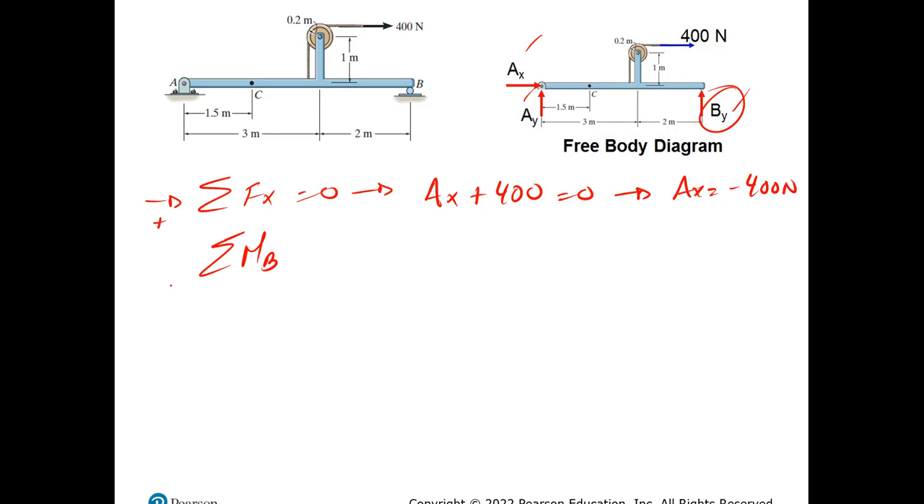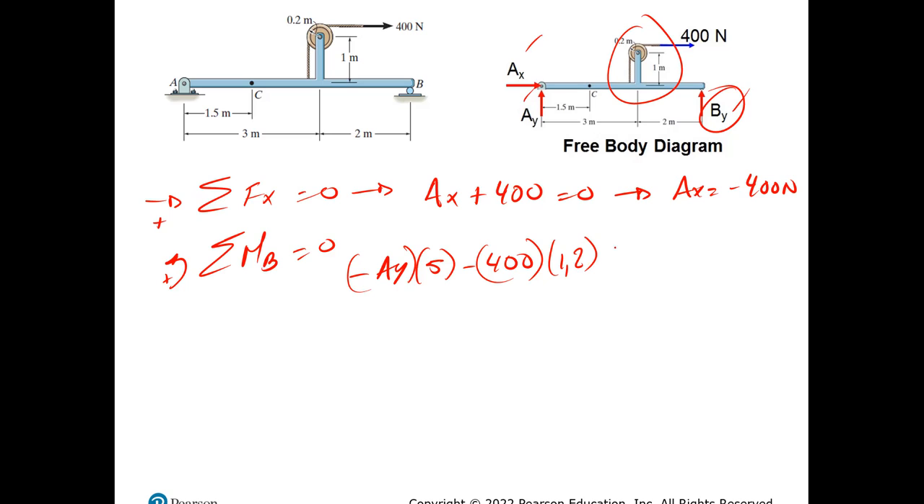So sum of moment around B, obviously with the sign convention, will be equal to 0, and therefore I get minus AY multiplied by 5, and then minus 400 multiplied by 1.2. How did I get that? Right here, okay? Do the math. And that equals 0. So solving this, I get that AY equals minus 96 newtons.